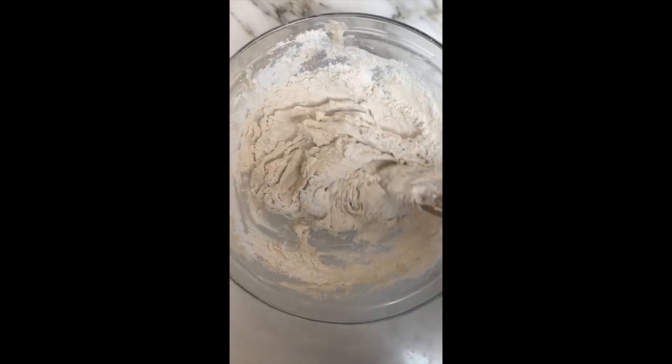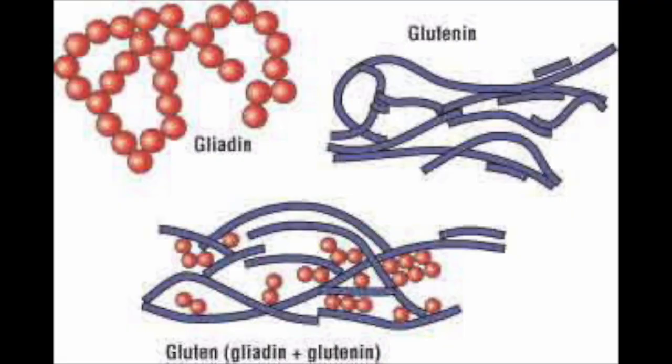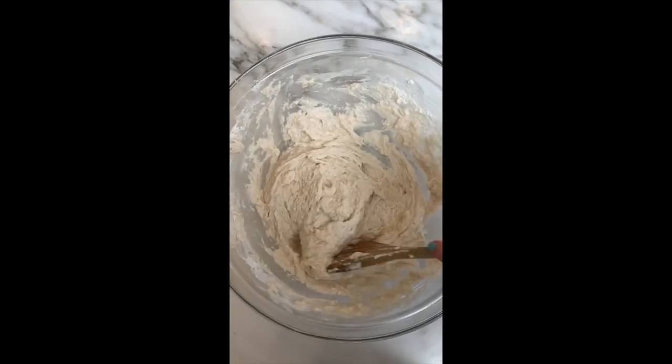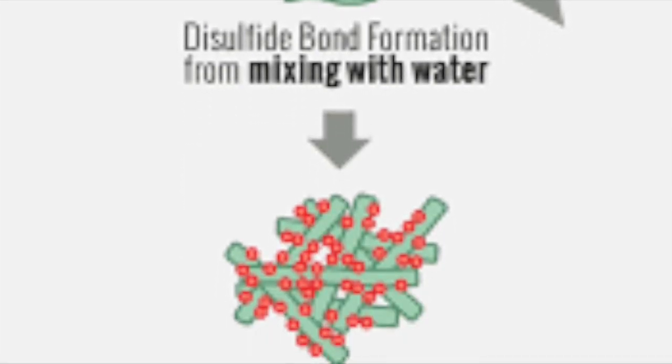So, what is happening as we mix these ingredients? Flour contains glutenin and gliadin proteins, which are more commonly known as gluten. When water and flour mix, the proteins in flour form a gluten network connected by hydrogen bonds and disulfide crosslinks.